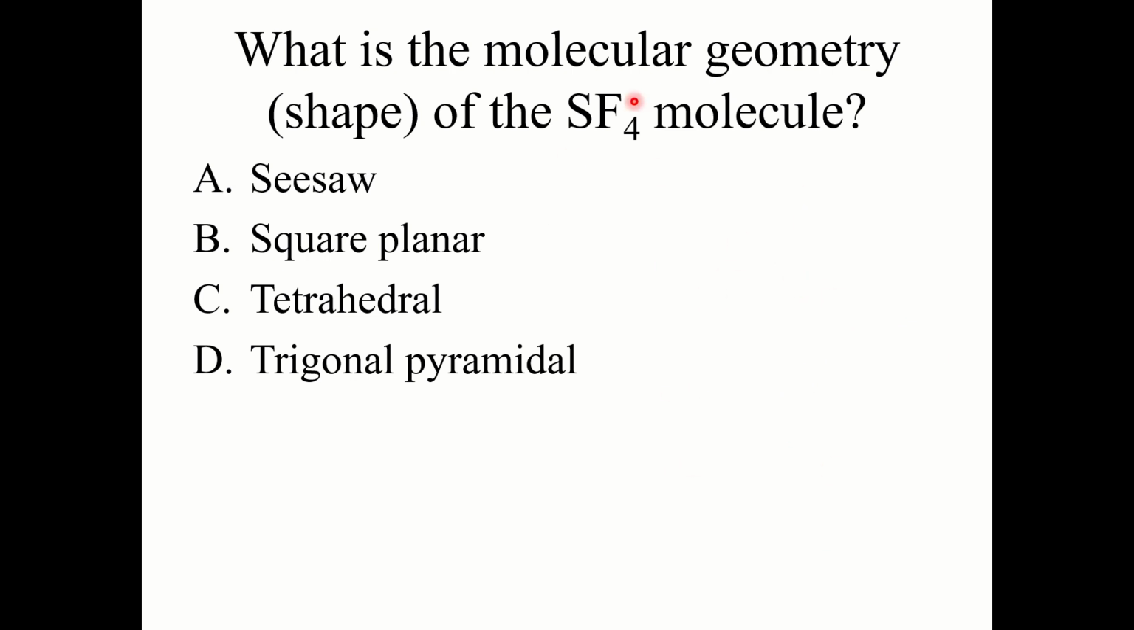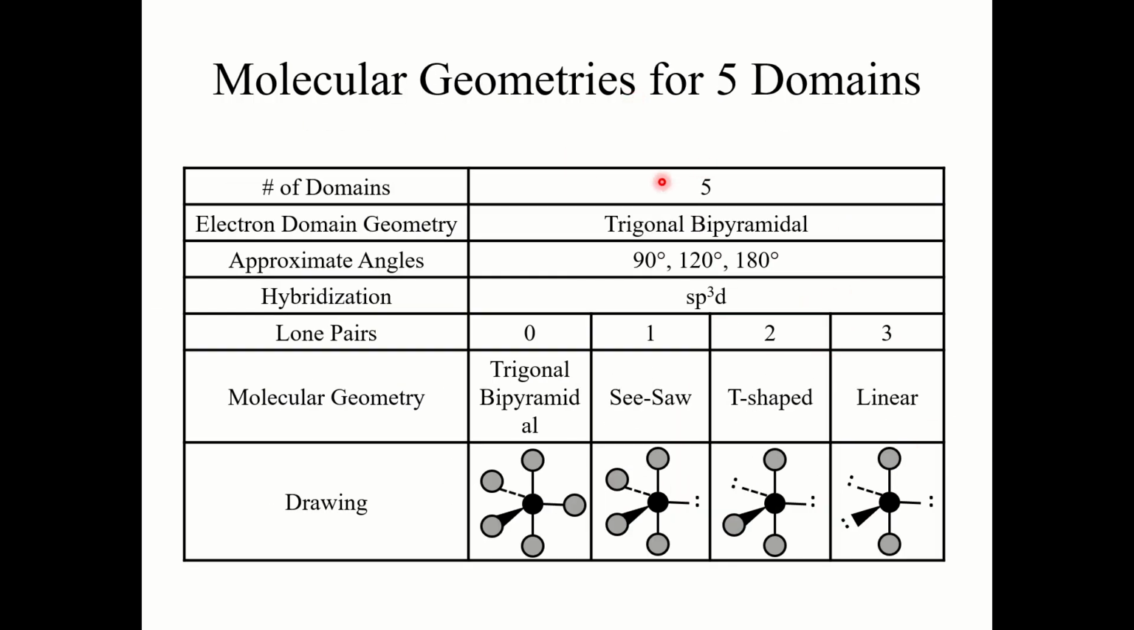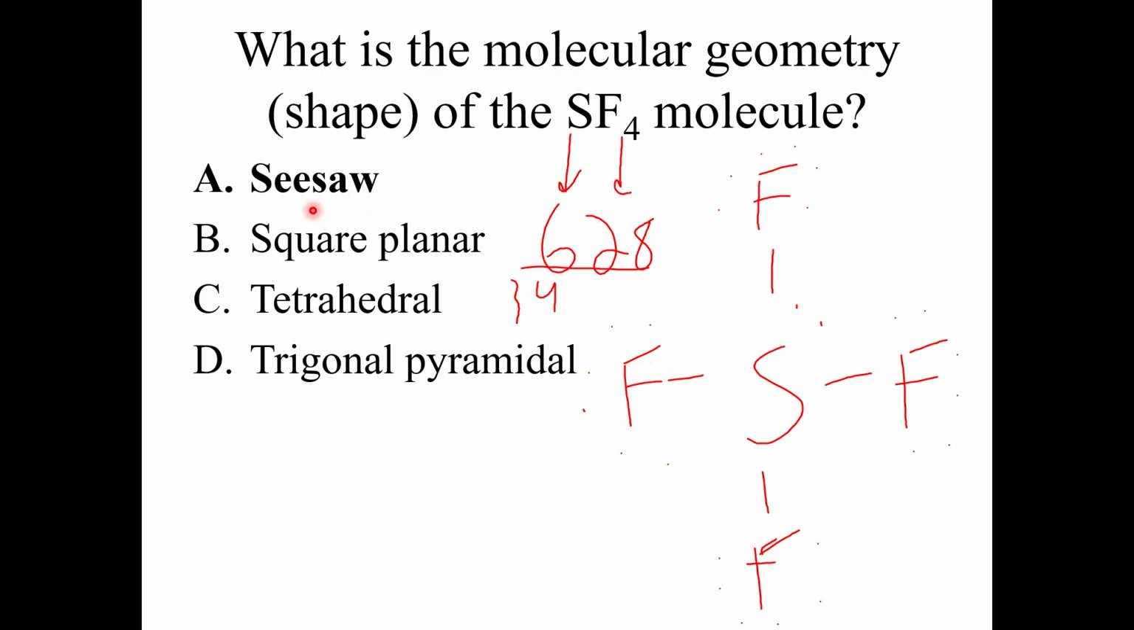So to figure out the geometry, first you would go to this chart and you would say, okay, my central atom has 5 electron domains. Now you move down the chart and say, well, how many lone pairs does it have? Well, it's got 1 lone pair. So 5 electron domains with 1 lone pair gives the molecular geometry seesaw. So this makes A the answer, seesaw.